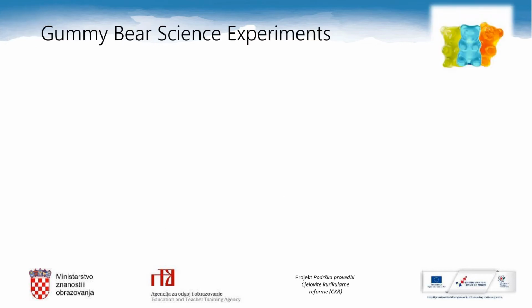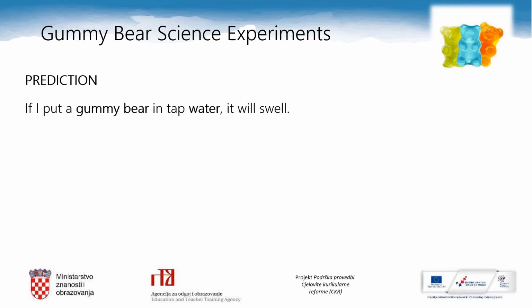Here is the example of how the scientist thinks. We will use gummy bears in science experiment. Here it goes. What is the prediction? If I put a gummy bear in tap water, it will swell. If I put a gummy bear in salt water, it will shrink or shrivel. So that is the prediction.